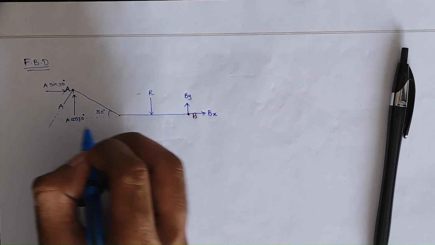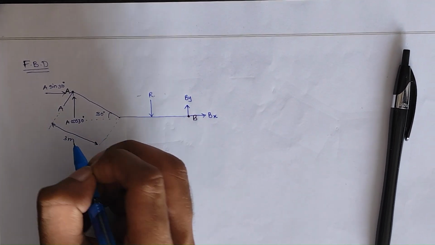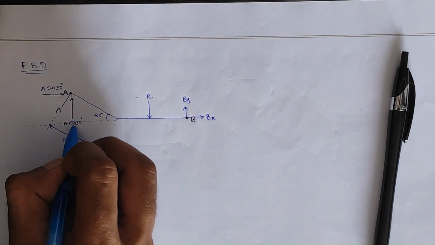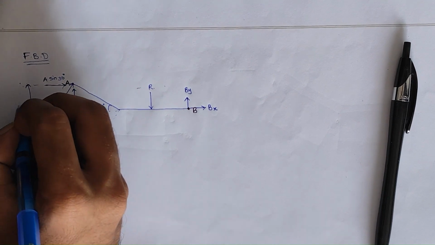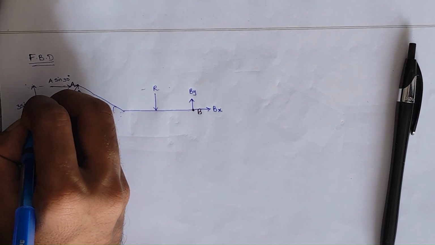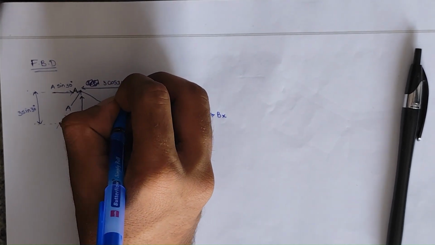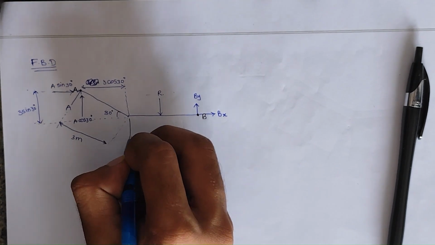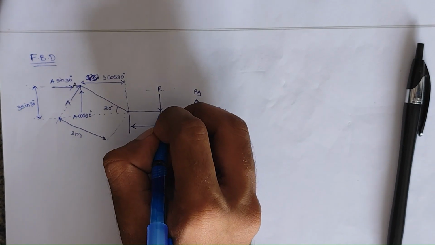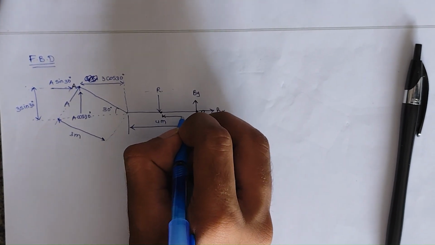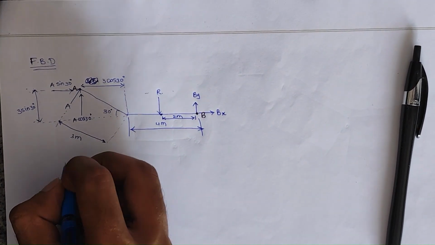So this distance is 3 meters. Then this distance will be 3 sine 30, and this will be 3 cos 30. And then this is given as 4 meter, that is fixed. Since the reaction acts on the midpoint, this will be 2 meter. So now let's calculate the reaction force.